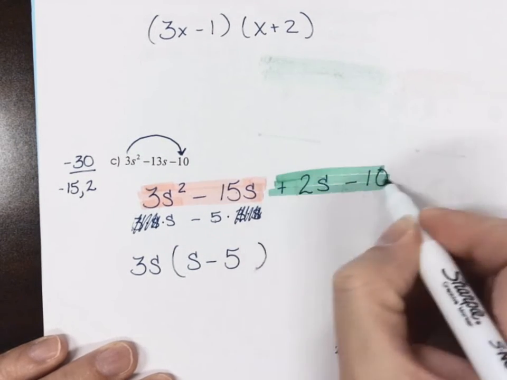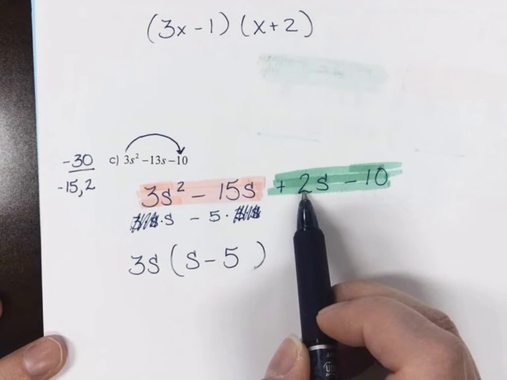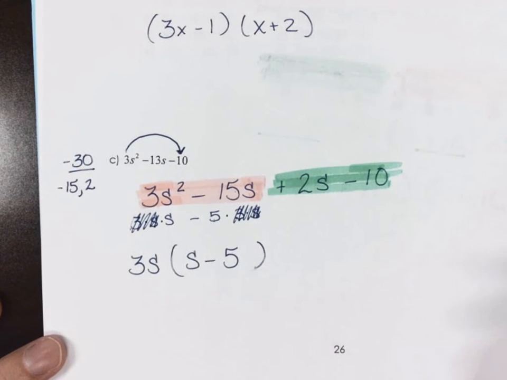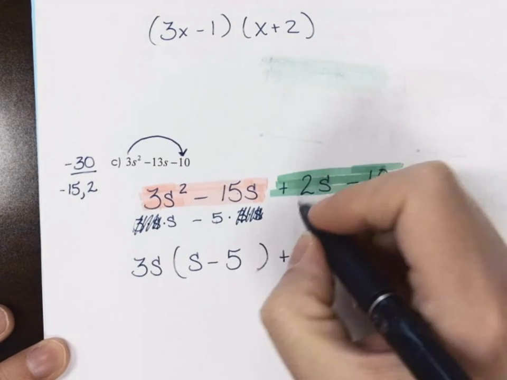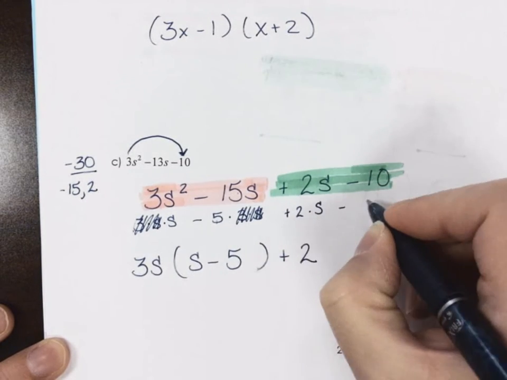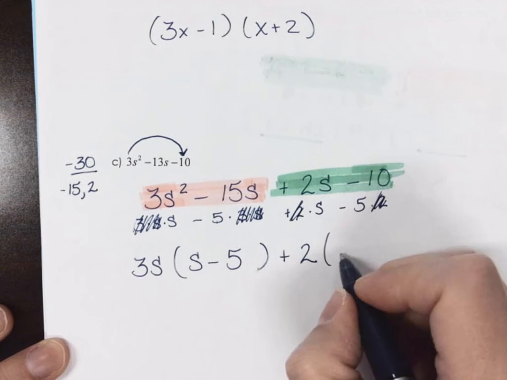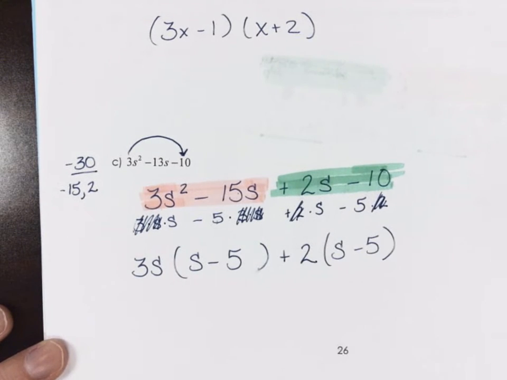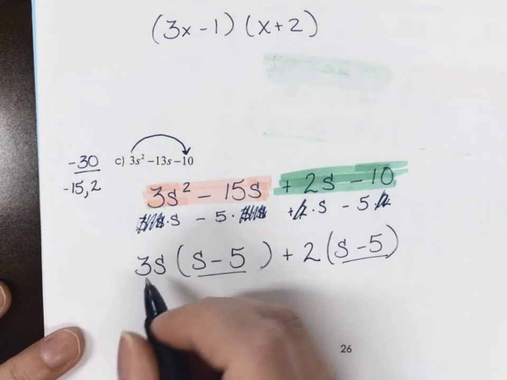Okay, look at my last two terms there. I cannot take out a letter, and if you guys have noticed, we've never taken a letter out of the second set. So what number can I take out of here and here? Two. What kind of two? Positive 2. So I'm going to take out an add 2. So this would be 2 times S, and then I'd have 5 by 2. So if I take out a 2, I am left with S minus 5. And again, I know I've done it correctly if these are the same.